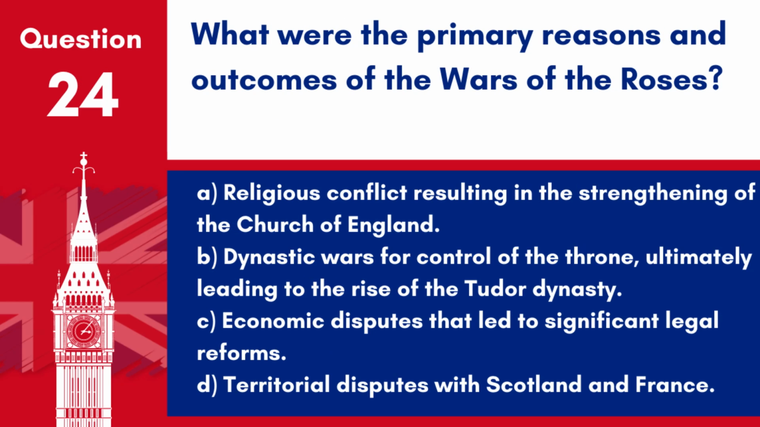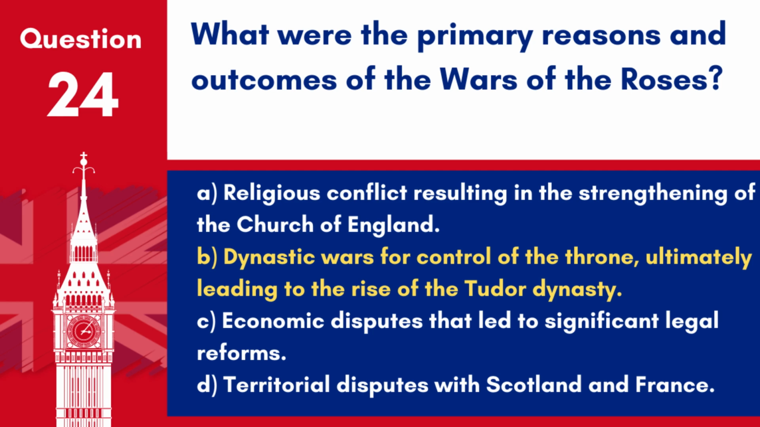Question 24. What were the primary reasons and outcomes of the Wars of the Roses? A. Religious conflict resulting in the strengthening of the Church of England. B. Dynastic wars for control of the throne, ultimately leading to the rise of the Tudor dynasty. C. Economic disputes that led to significant legal reforms. D. Territorial disputes with Scotland and France. Answer. B. Dynastic wars for control of the throne, ultimately leading to the rise of the Tudor dynasty.